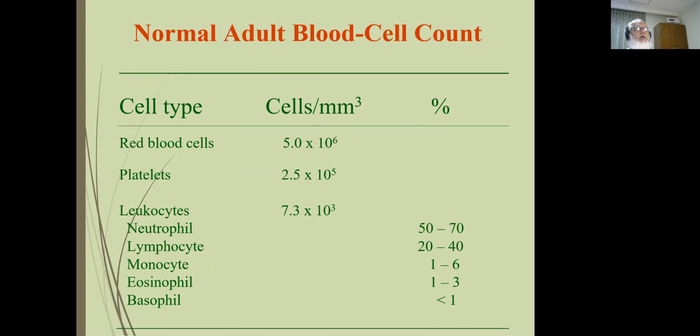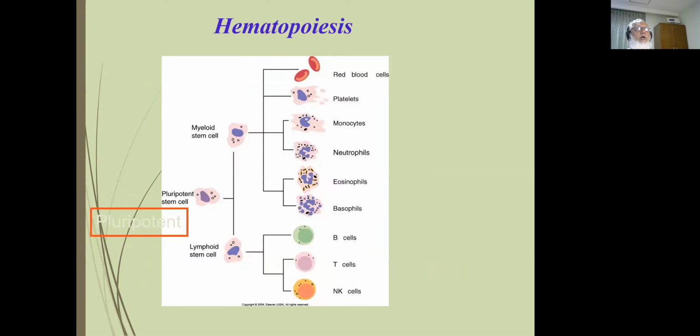And this is the normal adult cell count. You all know about this. And this is the picture of the hematopoiesis. And you see from the lymphoid stem cell, B cell, T cell, and natural killer cell are coming. And from the myeloid stem cell, the monocyte, neutrophil, eosinophil, and basophils are coming.